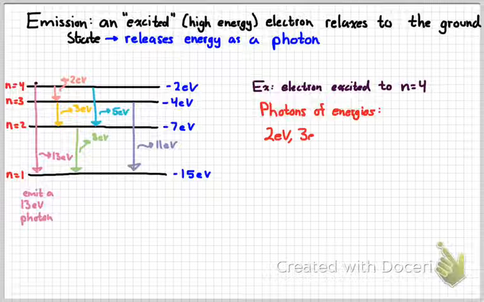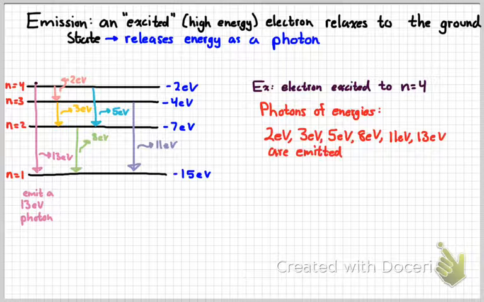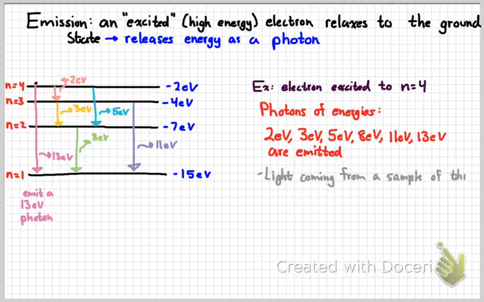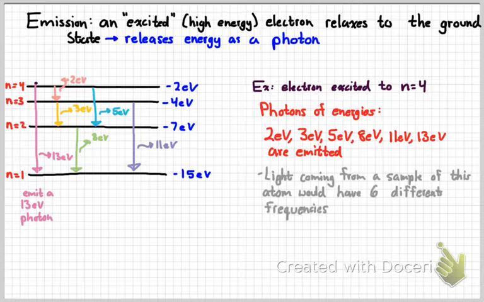So the energies that we'll see from the light that's emitted correspond to those different energy level jumps. 2, 3, 5, 8, 11, and 13 electron volt photons are emitted. So the light coming from that sample would have 6 different colors corresponding to those 6 different energies. Remember, the energy of light determines its frequency.